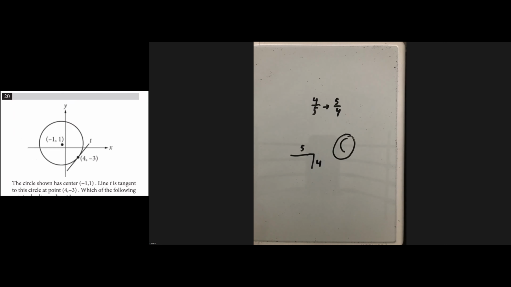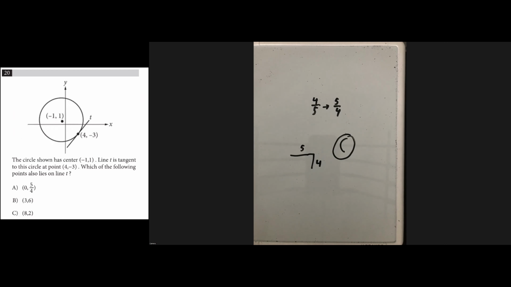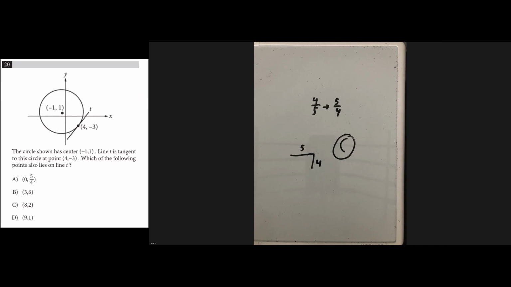Okay, so someone asked, does that mean the circle grows? And so for this, it says line T is tangent, which of the following points also lies on line T. It doesn't say anything about us changing the circle or anything. It just says which one of these points is also on this line. And so the slope of line T is 5/4, and we're given one of the data points. We're not asked to find if the circle is expanding or not. We're just asked to find what else lies on line T.